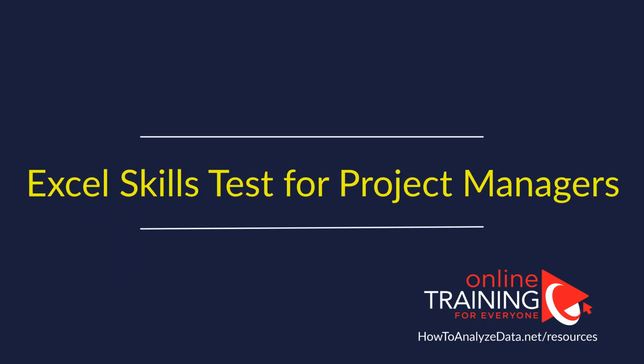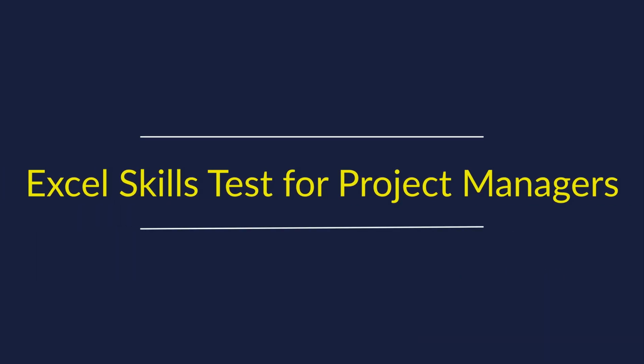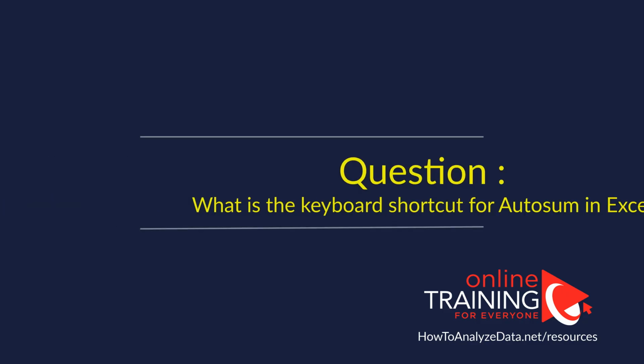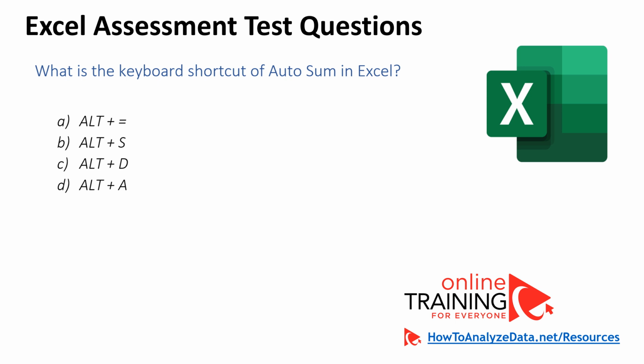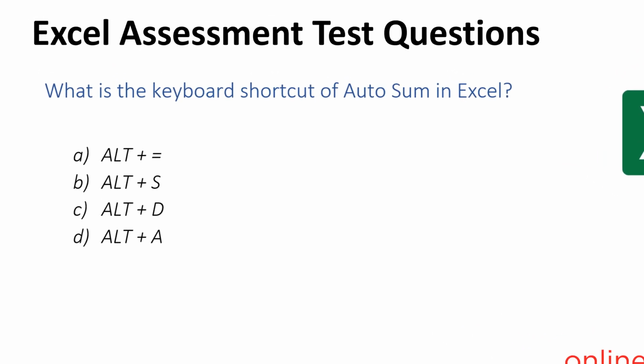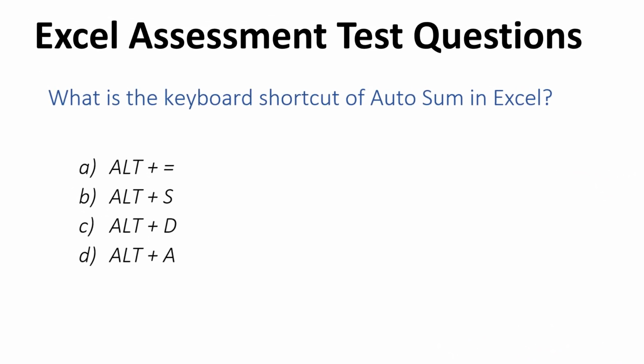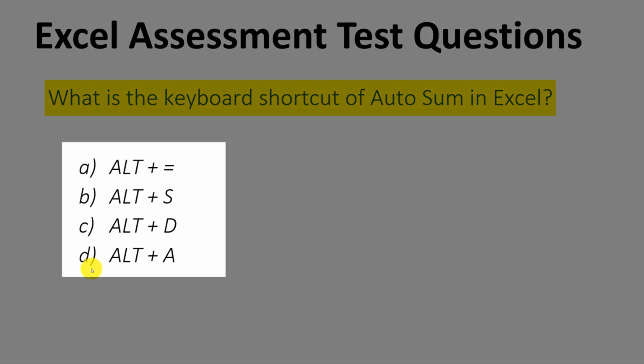Now let's look at the top questions that are being asked as part of the Excel assessment test. A lot of times during the Excel assessment test, you will be tested on your knowledge of Excel keyboard shortcuts. In this particular question, you're being asked what is the keyboard shortcut of the AutoSum in Excel, and you are presented with 4 different choices. So there are 4 different shortcuts. The first one is Alt equal, Alt S, Alt D, and then Alt A. What do you think is the right answer?